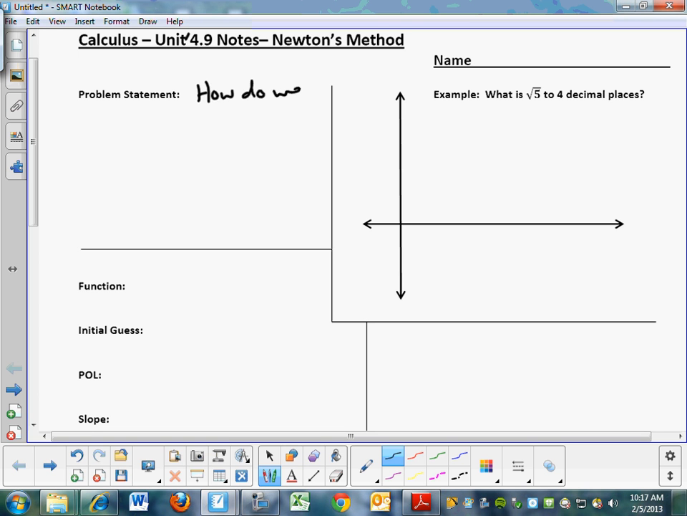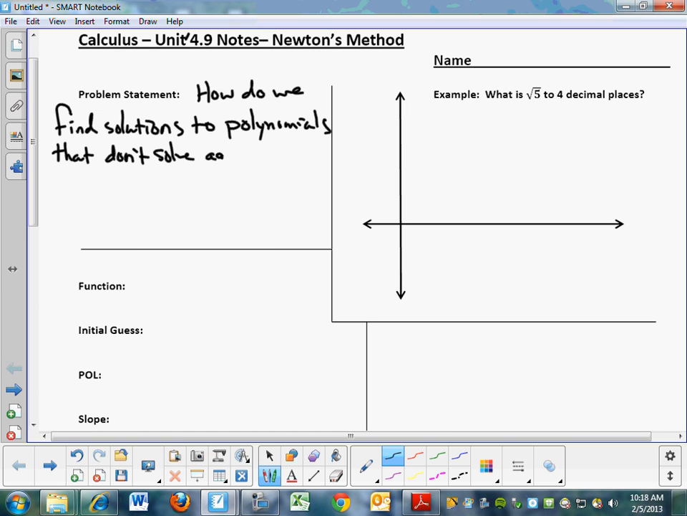How do we find solutions to polynomials that don't solve algebraically? And that's a really difficult question because, you know, there's a few ways that we can solve algebraically.